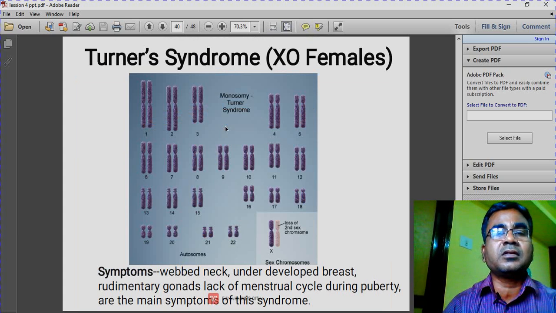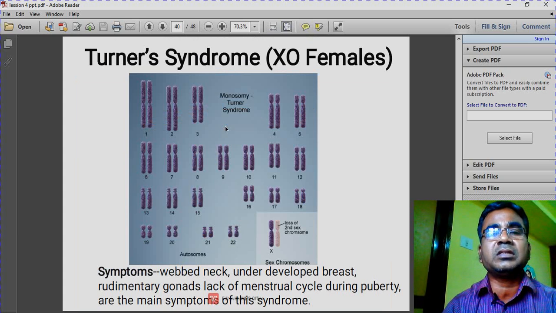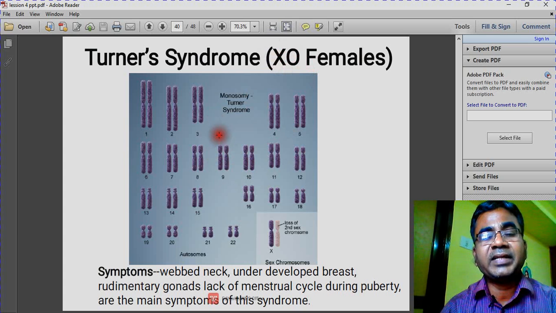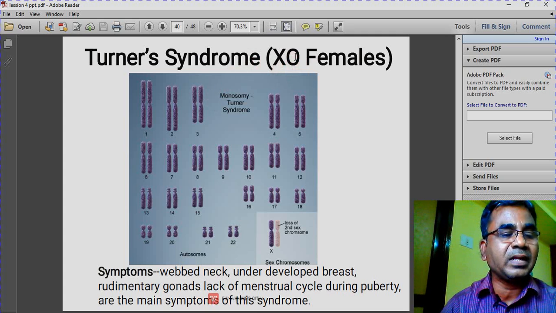And the next syndrome is Turner syndrome. What is the genotype of Turner syndrome? XO females. In the normal female, XX. So instead of 2 X, only a single X is there. One X is missing. Persons affected by this syndrome are normally female, but they are lacking some of the female characters due to the absence of one X chromosome. If 2 X chromosomes are there, then the person will be a normal female. Due to the absence of one X chromosome, the person will lose some of the female characters.